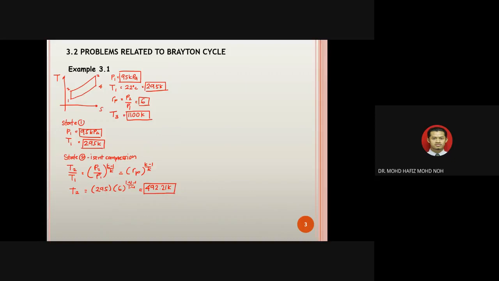And then you go for state 3. State 3 is a constant pressure heat addition. Sorry, I use the red marker because I think it's clearer. I'm sorry, hopefully it's okay for you. T3 is given: T3 is equal to 1100 Kelvin. Okay, settled. And then you can go on to state 4.